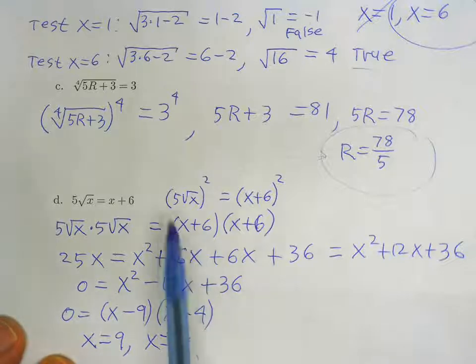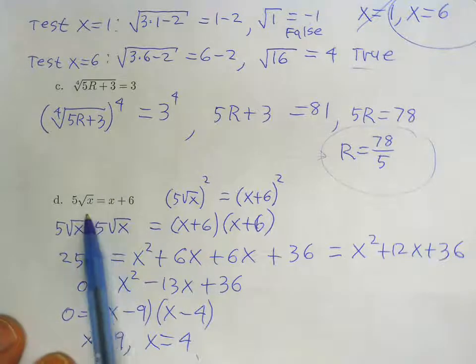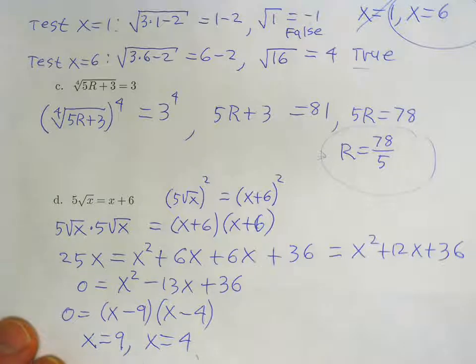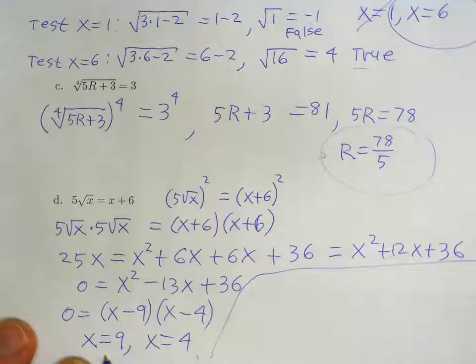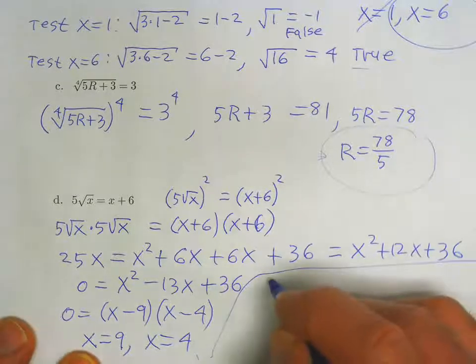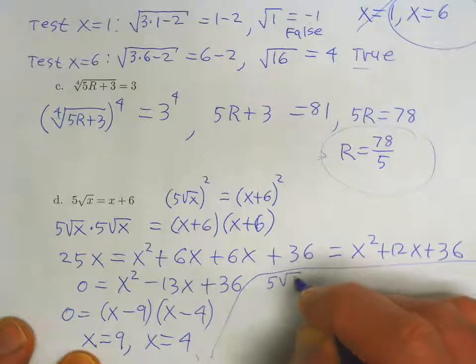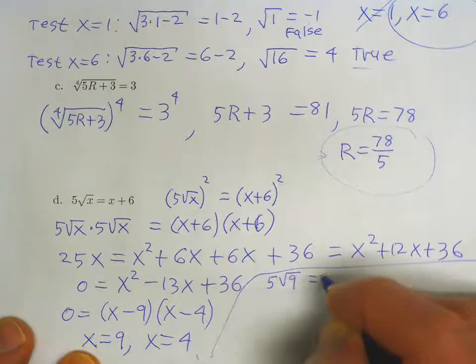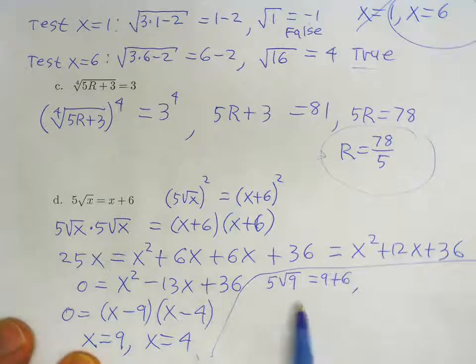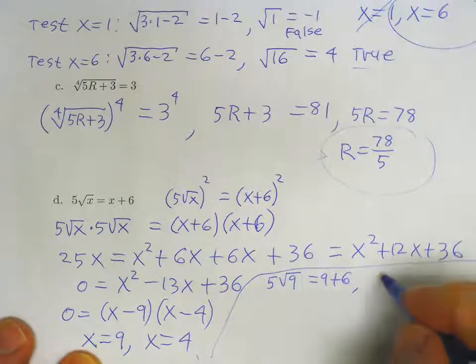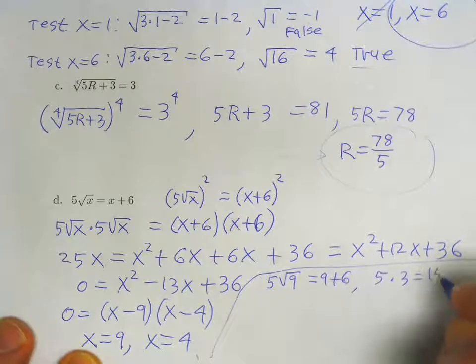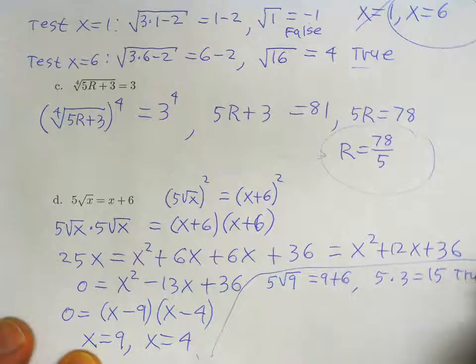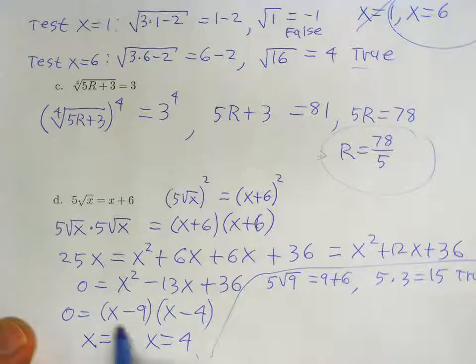Okay, but remember what we're doing. We're trying to solve this equation that has the square root in it. And if you check 9 to see if 9 is a solution, 5 times the square root of 9 equal to 9 plus 6. Well, the square root of 9 is 3, so we get 5 times 3. And then on the right-hand side, 9 plus 6 is 15. That is obviously true. 5 times 3 is 15 is true. So x equals 9 is a solution.